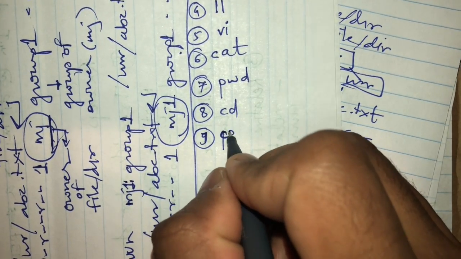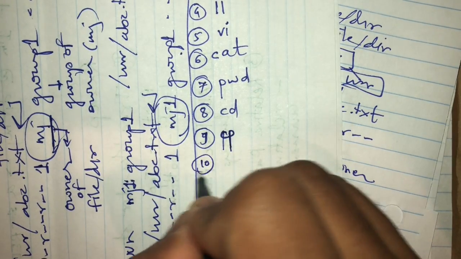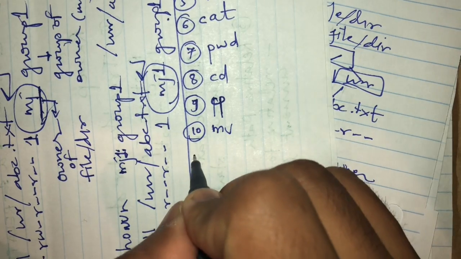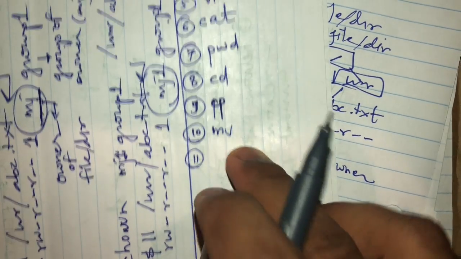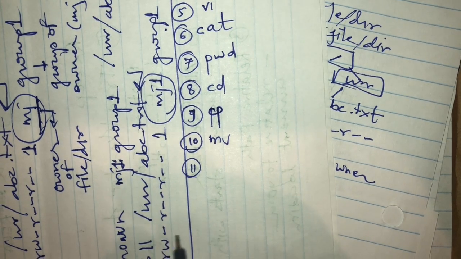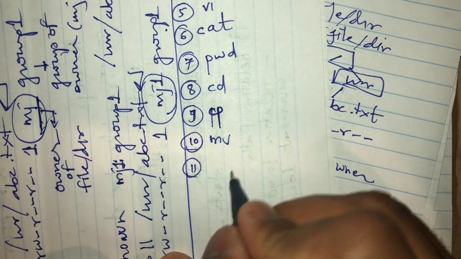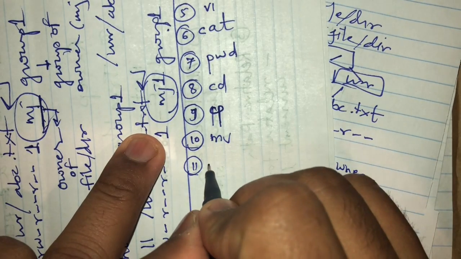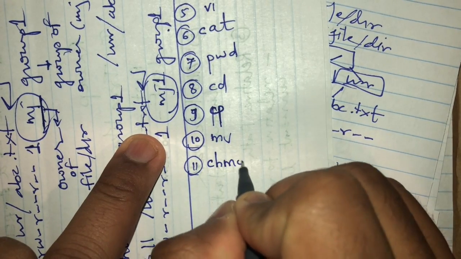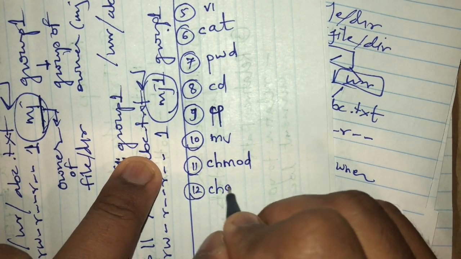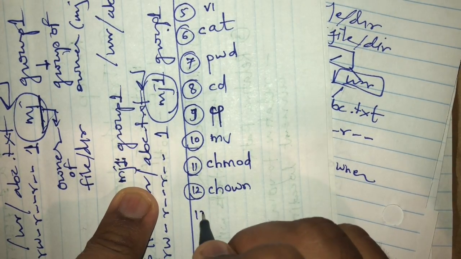cp command, right? It will copy a file or directory from one location to another. mv will either rename a file or directory, or it will move, which is cut and paste in Windows, a file or directory from one location to another. After that, the one that we saw just now, chmod, which will change the permission of the file or directory. chown, which will change the owner of the file or directory.